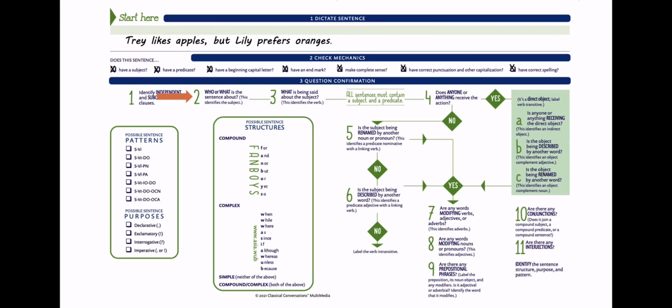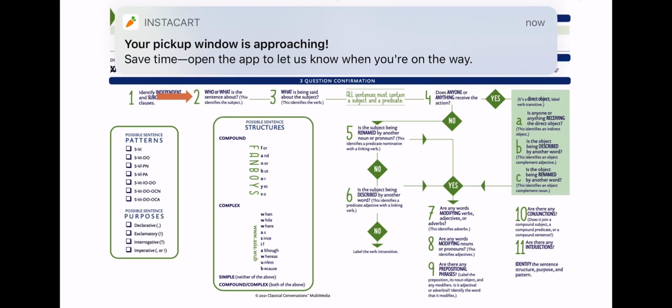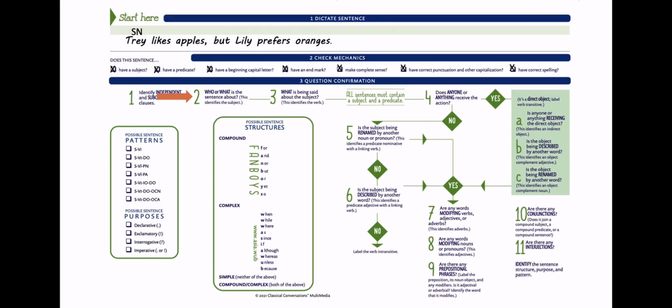Question 2 asks, who or what is this sentence about? This question helps us identify the subject. This sentence is about Trey, so he is our subject. We will label the word Trey with an SN for subject noun.